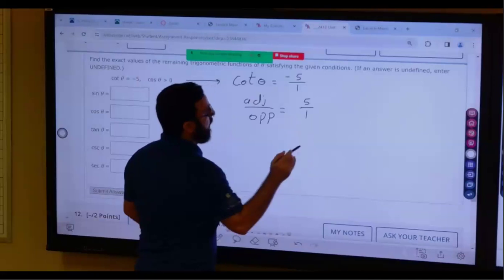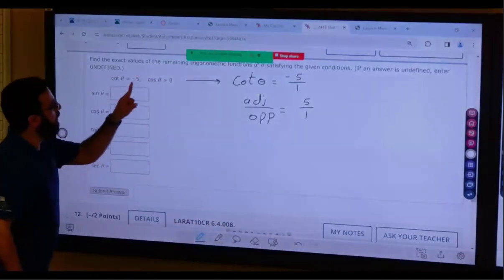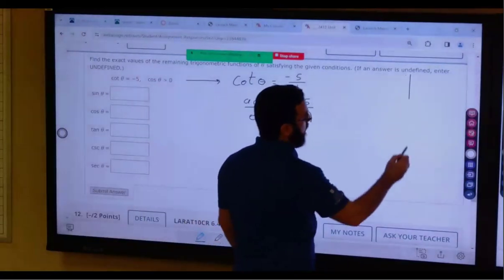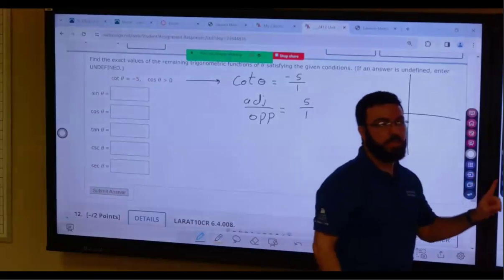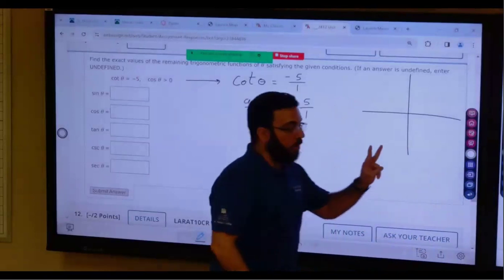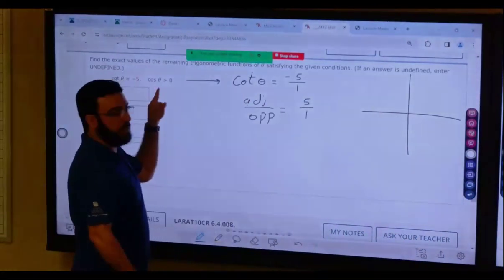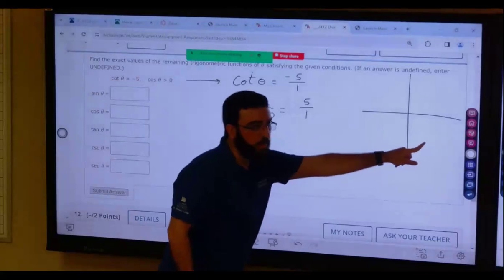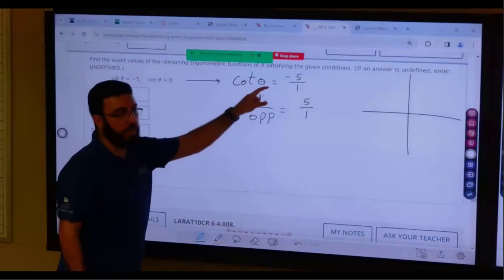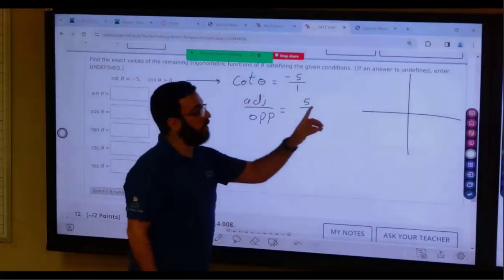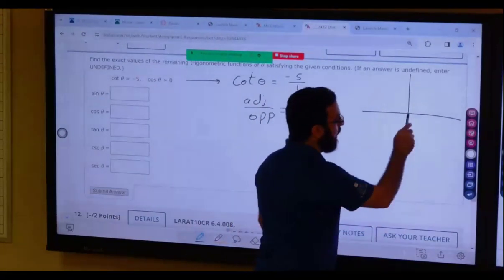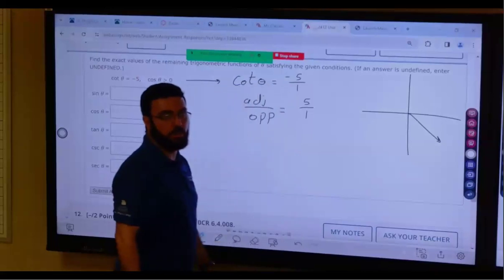Here's the cool thing: it's telling you cosine theta is greater than 0, so it's positive. So in which quadrant, 4 or 1? On 1, the cosine is positive. On 4, the cosine is positive. Now, let's think. But the cotangent is negative. So it's not going to be the first one, it's going to be the fourth one. That is going to be our solution.